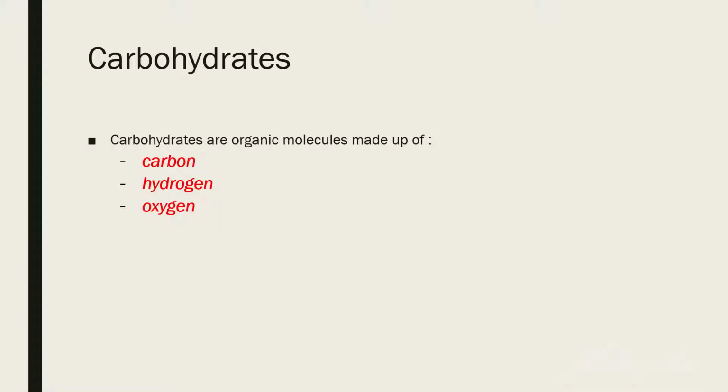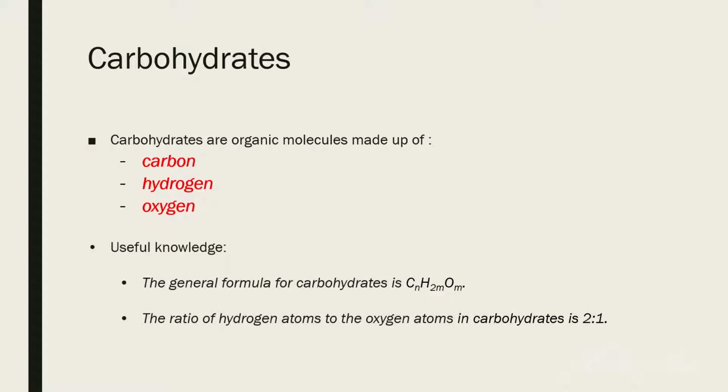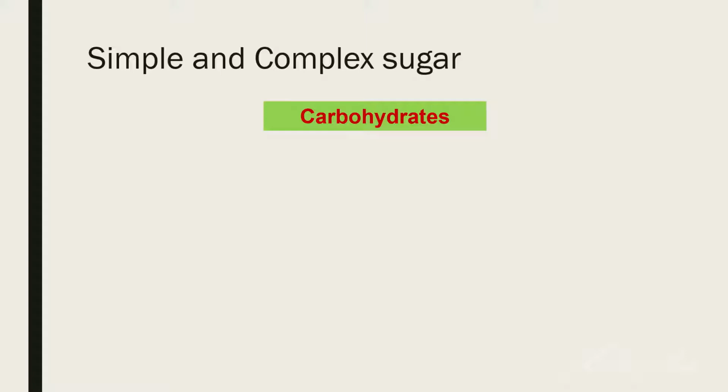Carbohydrates are organic molecules that are made up of carbon, hydrogen and oxygen. So you will see the three most abundant elements inside our body appearing a lot today. It is useful but not essential for your O-level syllabus to know that carbohydrate follows this chemical formula. What it's trying to say here is the number of hydrogen is twice the number of oxygen. So for example, if you have 10 oxygen, that means you have 20 hydrogen in that carbohydrate. That's about it.